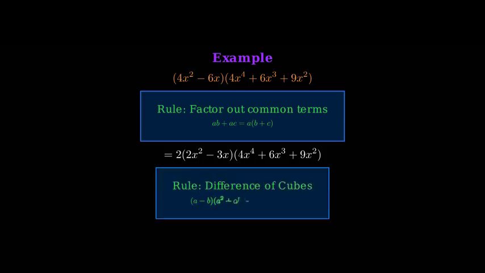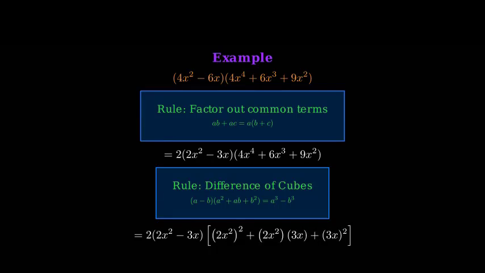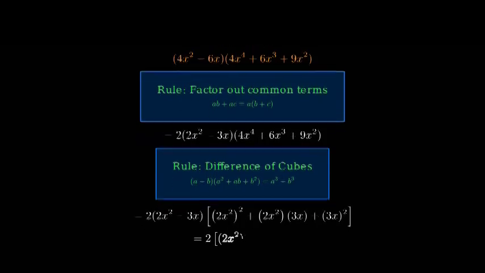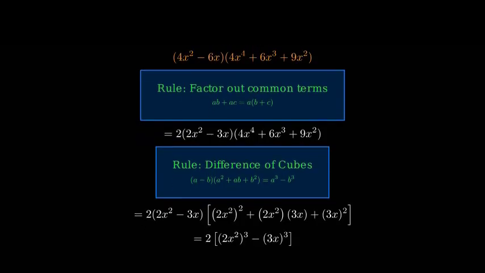Now, let's look at the formula for the difference of cubes. The formula states that a minus b times a squared plus ab plus b squared equals a cubed minus b cubed. Let's apply this formula to our expression. Now, we'll expand the expressions inside the square brackets. We have 2x squared squared, which is 4x to the 4th power. Then we have 2x squared times 3x, which is 6x cubed. Finally, we have 3x squared, which is 9x squared.